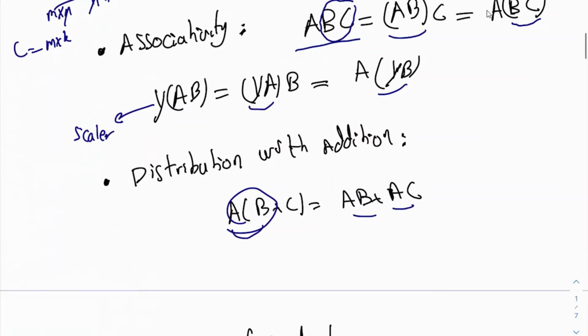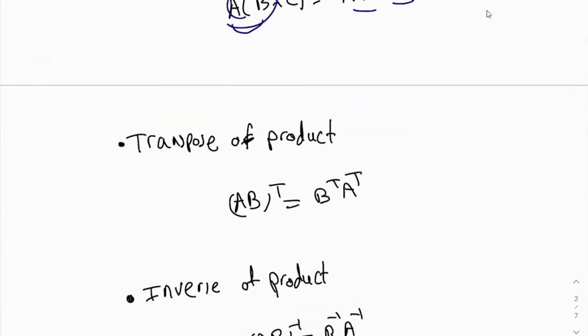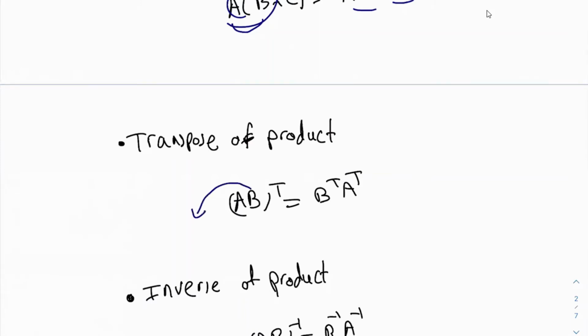Okay. Transpose of product. This is a pretty interesting property. When you are calculating the transpose of a matrix product, you switch the order of the two matrices, but before switching the order, you transpose both of the matrices. What I mean by that is, let's say you have matrices A and B. You want to calculate (AB) transpose. B comes first, with the transpose, and then A comes next. It becomes B transpose, A transpose.